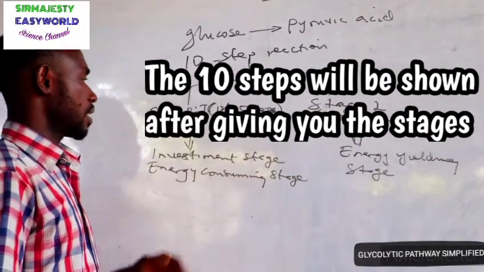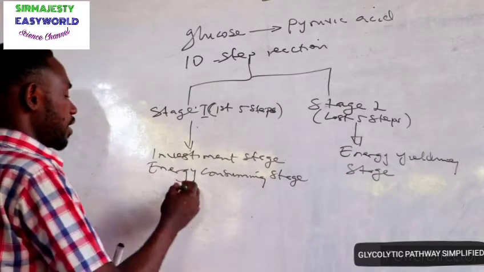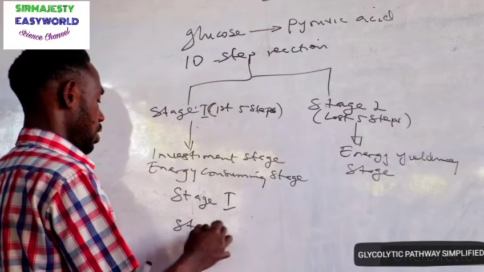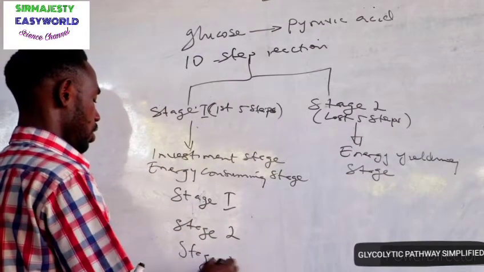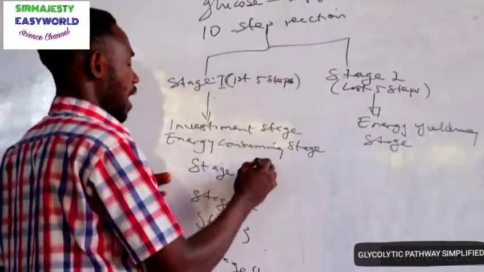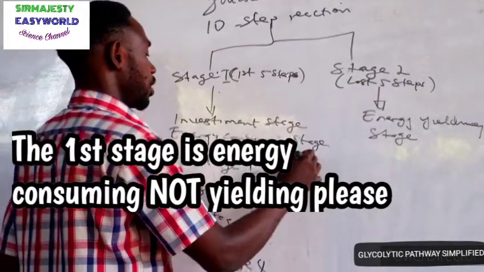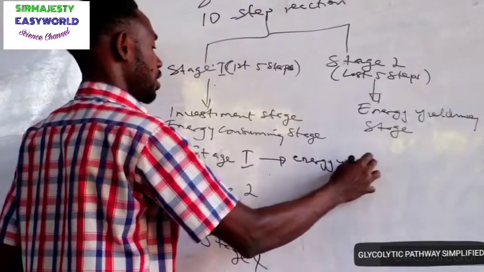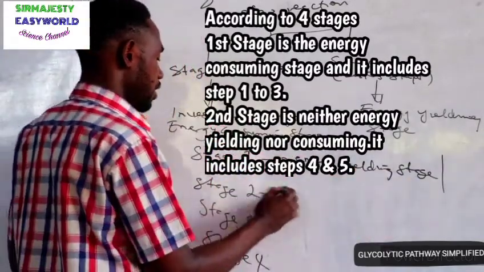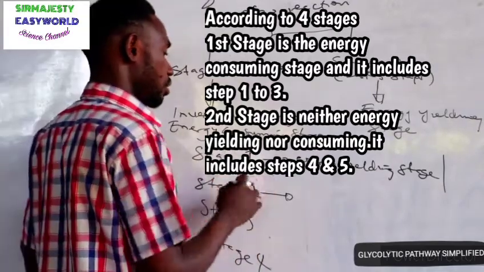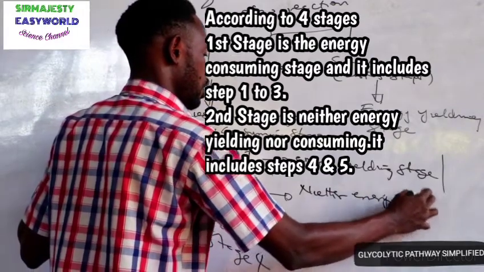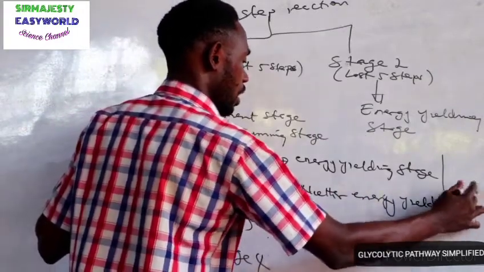Now, what matters is that it is a 10-step reaction. Then some authority may divide it into 4 stages, stage 1, stage 2, stage 3, and stage 4. All these will still be a 10-step reaction where they assume that the first stage is the energy consuming or preparatory stage, similar to this. Then the stage 2 is neither energy yielding nor consuming.